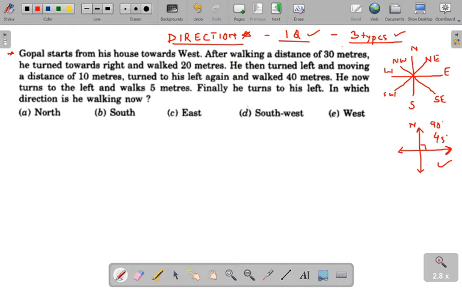three types of problems. The first is to find out the direction of facing, like which direction you are facing now. Second, direction with respect to starting point. And third, the distance covered. All three problems are easy.